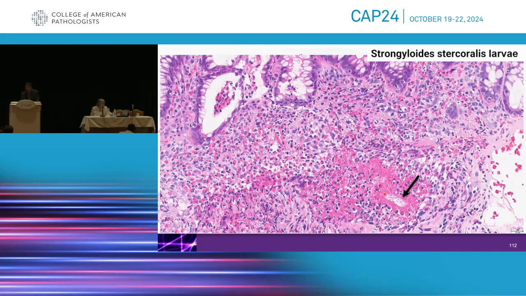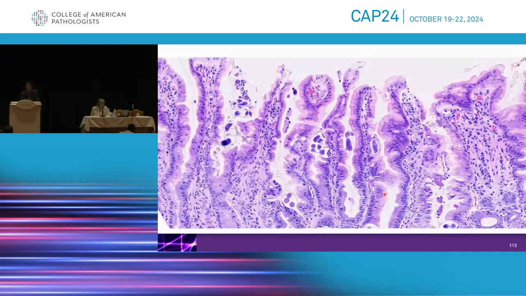Now, if we have this case in a gut resection, or you can see this biopsy, nobody will miss it. Very easy to make a diagnosis. Okay, this is strongyloides. But sometimes we're not that lucky.